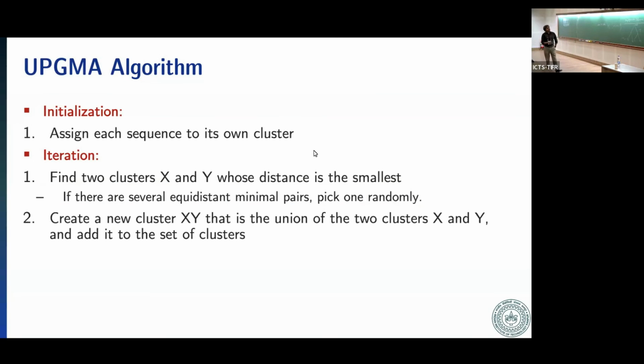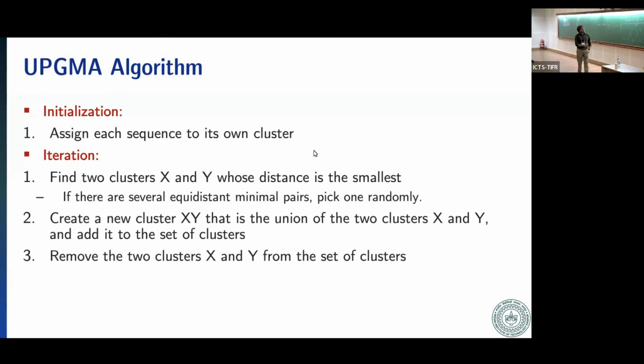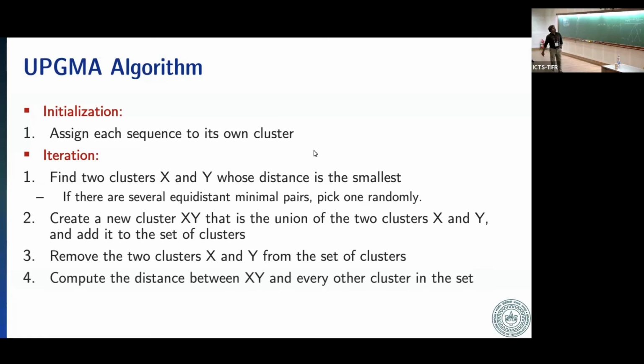Now what we are going to do, we are going to create a new cluster XY, which is nothing but the union of the two clusters X and Y, and add it to the set of the clusters, and the individual clusters X and Y are removed. Instead, we add a new cluster in the set of clusters. Then we compute a new distance between XY and every other cluster in the set. How do we do that? I'm going to show you in the next slide.